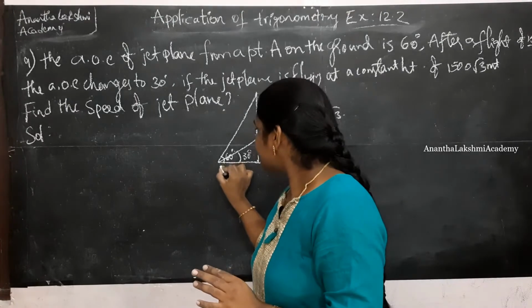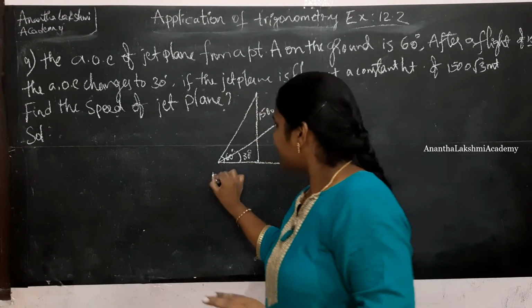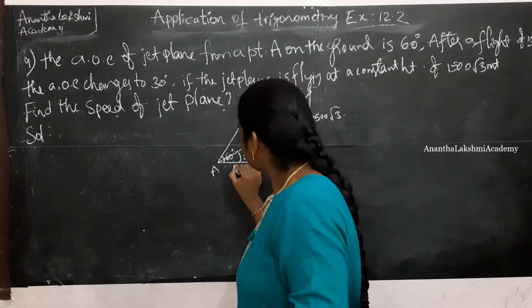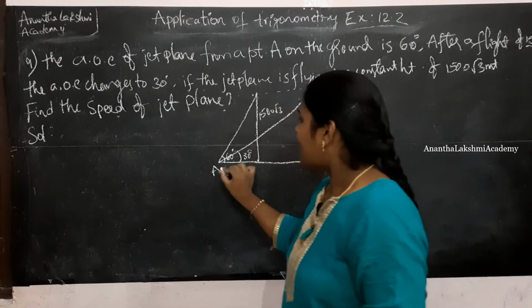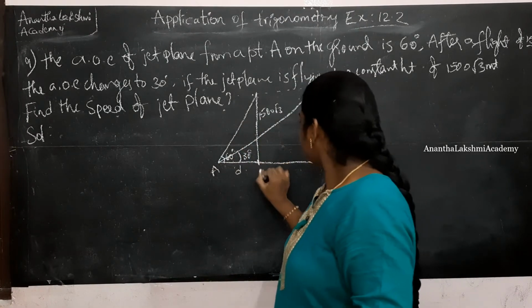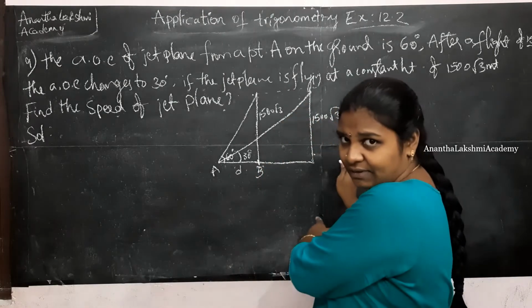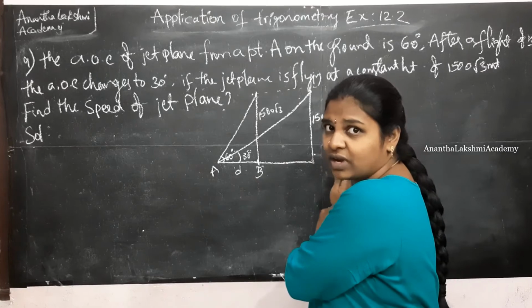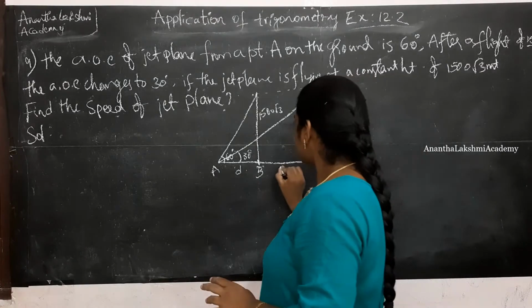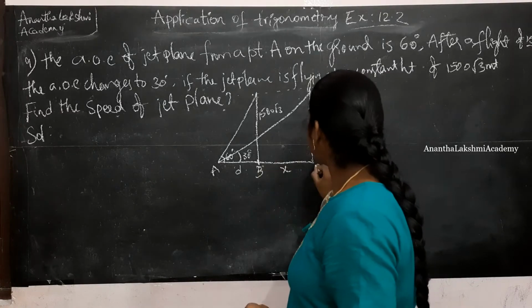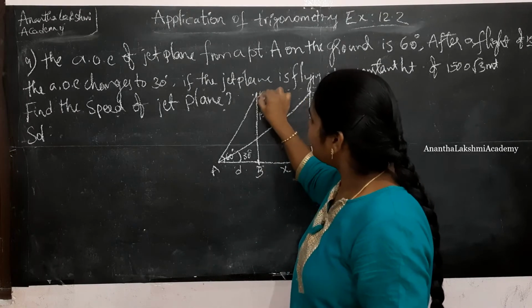Let us consider the distance from the first point A, at the angle of elevation 60 degrees, as D. From this point, let me name it B. From B, it has traveled a distance over a period of 15 seconds, and we call this X. So we have points A, B, C, D and E.